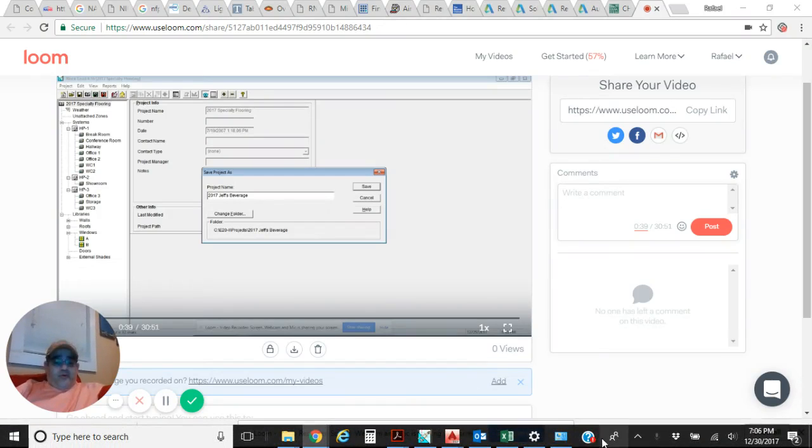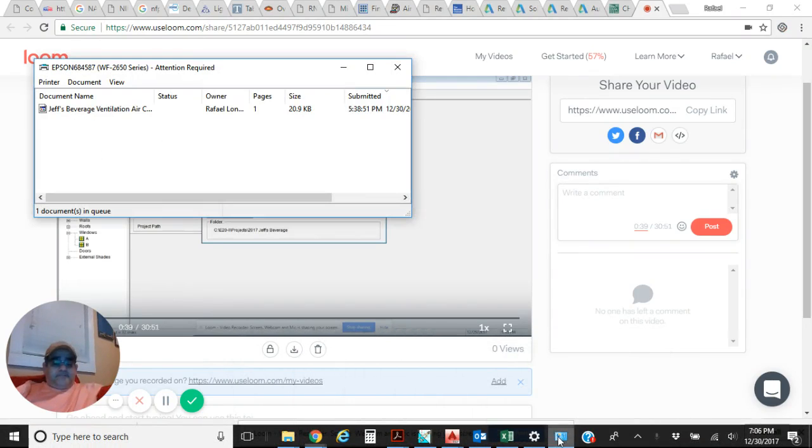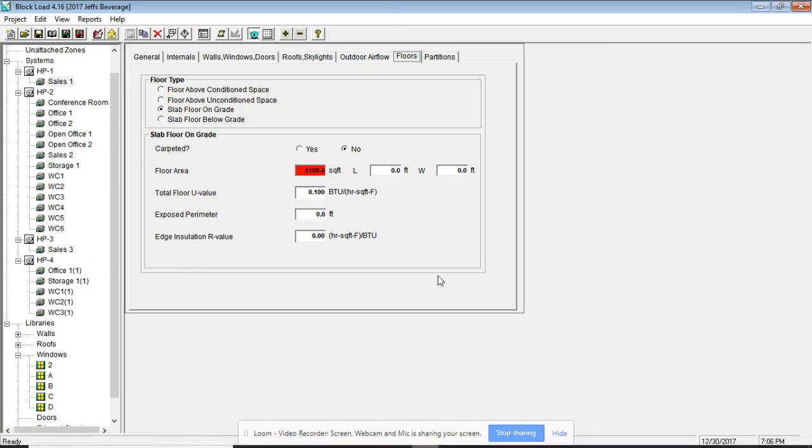All right, we're back. Part 4B of exercise number 2. We're working on this project called Jeff's Beverage. And earlier I did the one part of the building called the liquor side, and we connected that to heat pump number 3.